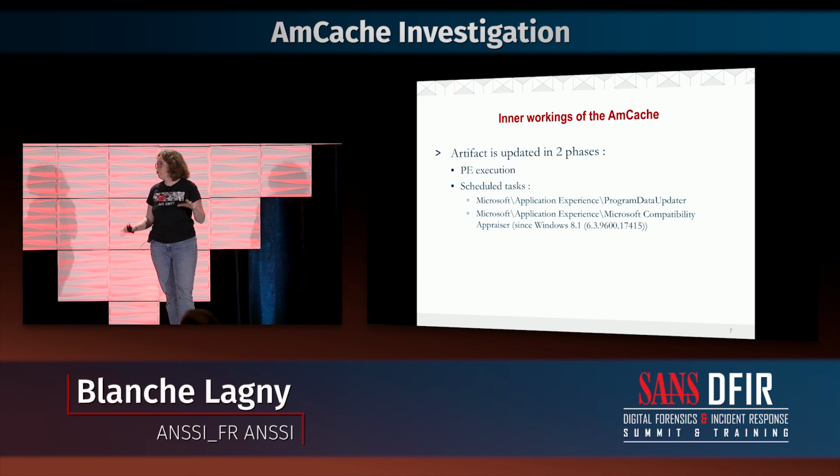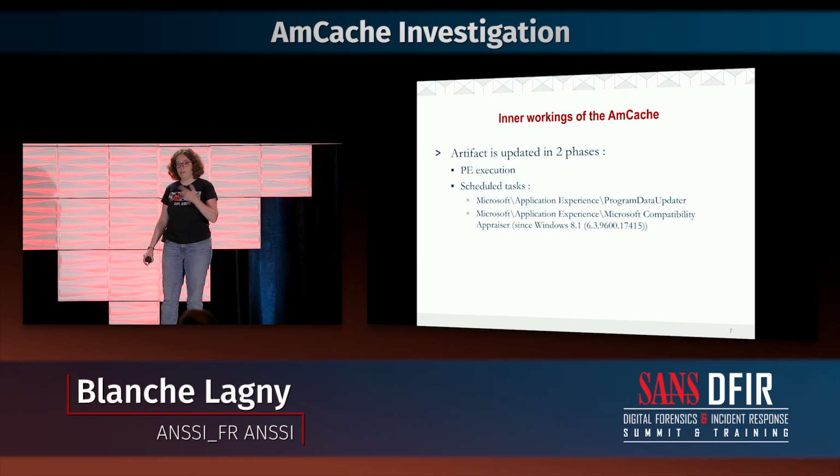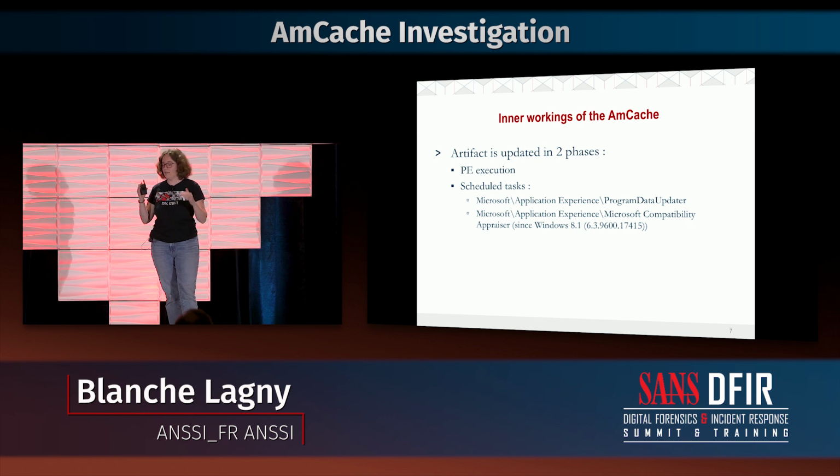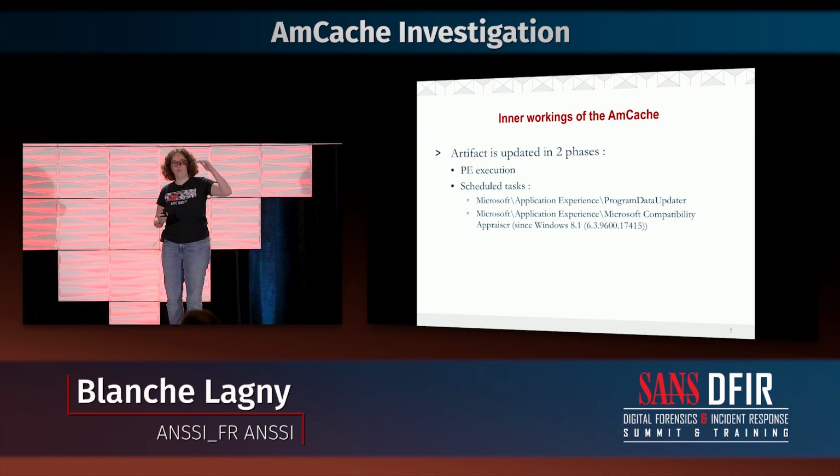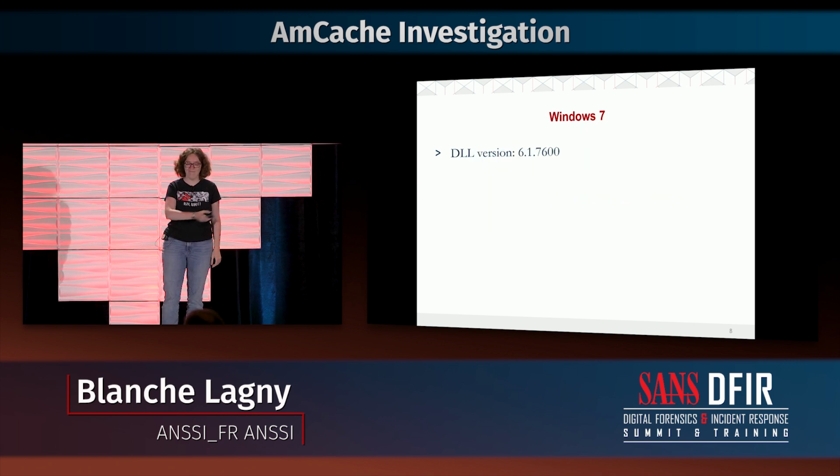There are 2 moments where the AmCache gets updated. One, obviously, when you execute a binary. And the second one, you have 2 scheduled tasks. One is called Program Data Updater, and it's been here since Windows 7. The other one is called Microsoft Compatibility Appraiser, which appeared with Windows 8.1. I'm going to show you through some versions of the AmCache what happens in the first phase, and then what happens when the scheduled task runs.